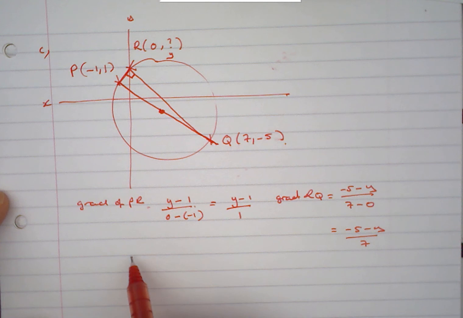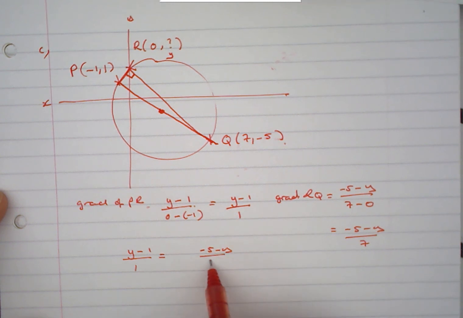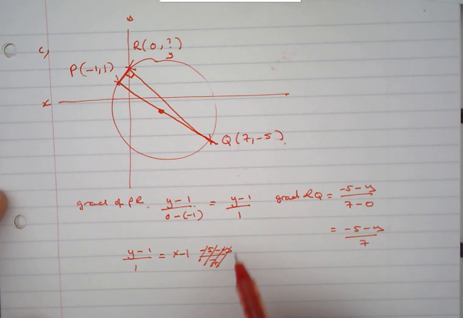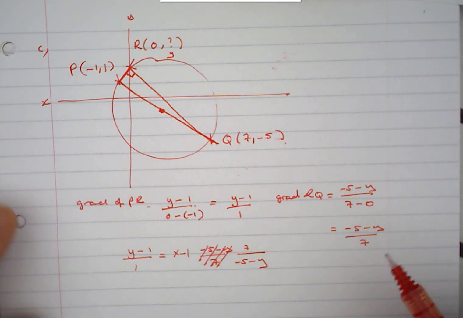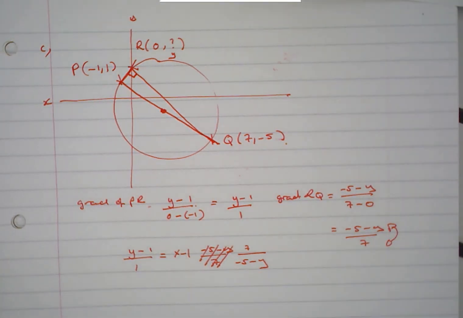So I'm going to show that as this. y minus 1 over 1 is equal to this one times minus 1. Well, actually that's a mistake because I've forgotten to flip this. So I need to flip this. So it's 7 over minus 5 minus y. So what I've done is flip this one and multiply it by minus 1.